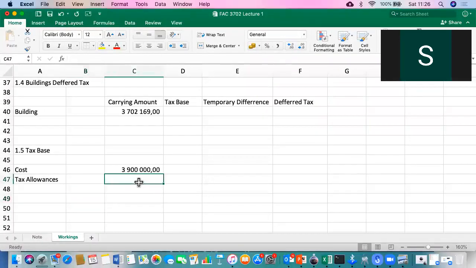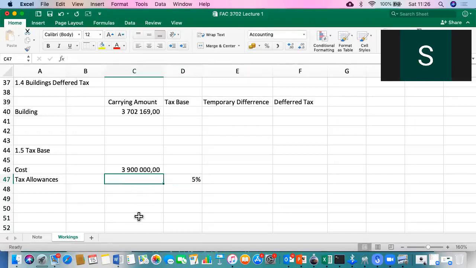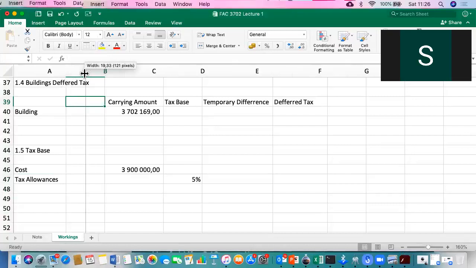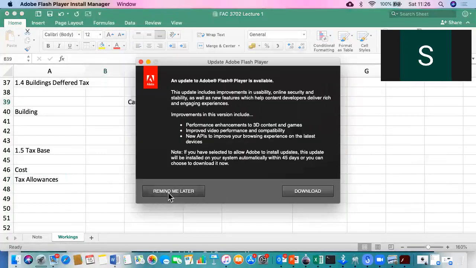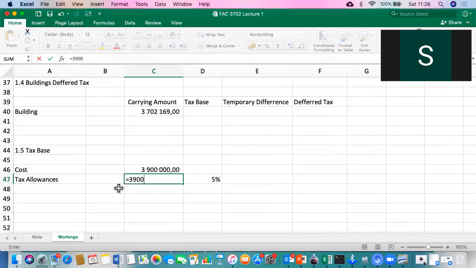If you go to that timeline, you'll see that we acquired this in the prior year. In the prior year, we had it for 9 months. But it's not apportioned for tax because the tax rule is not apportioned. So we're going to get our full 5% for the prior year. So we're going to get tax allowances for the prior year, which was equal to 3.9 million times 5%. And remember, we don't go 9 over 12 because it's not apportioned.